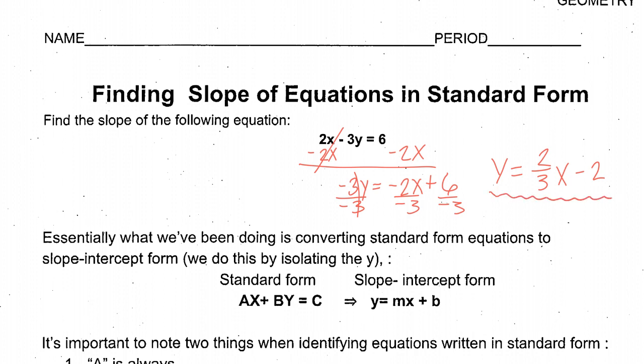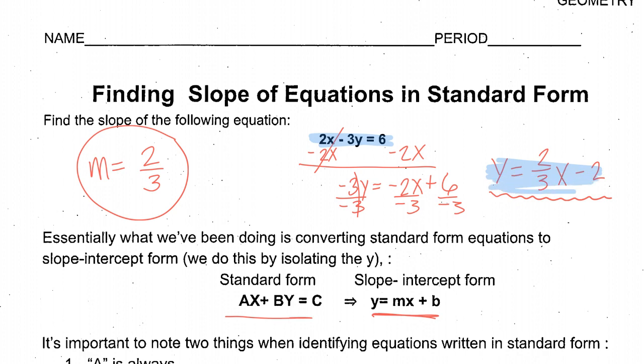So now we're able to see what our slope is. We understand that our slope is 2/3. So again, essentially what we've been doing is converting standard form equations to slope-intercept form. Okay, and we do this by isolating the y, solving for y. Standard form is ax plus by equals c, and then we convert it to slope-intercept form, y equals mx plus b, which is exactly what we just did. So the first equation was in standard form, and then we converted it to slope-intercept form.